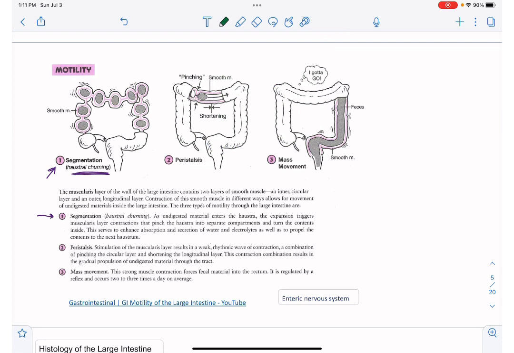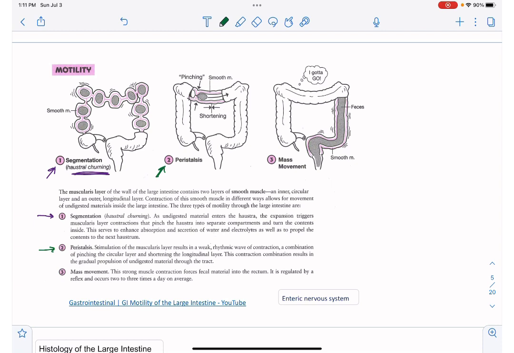The next type of motility is peristalsis. And remember that peristalsis occurs all the way down through the digestive tract, beginning at the esophagus. From the esophagus, the stomach, the small intestine, the large intestine, peristalsis is occurring. And I'll just go ahead and read about this.